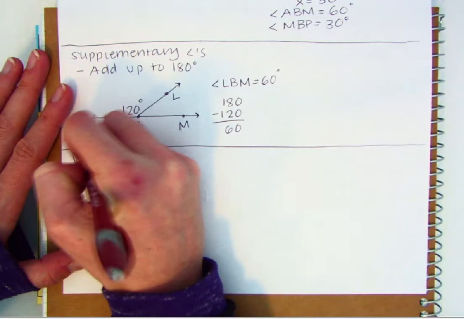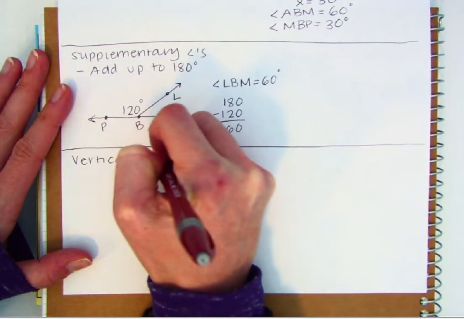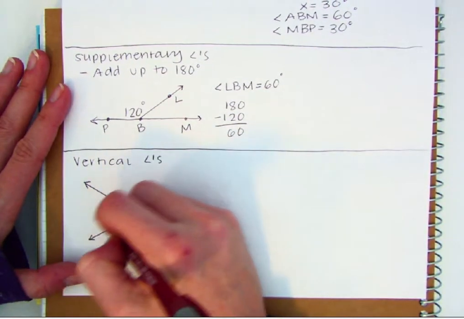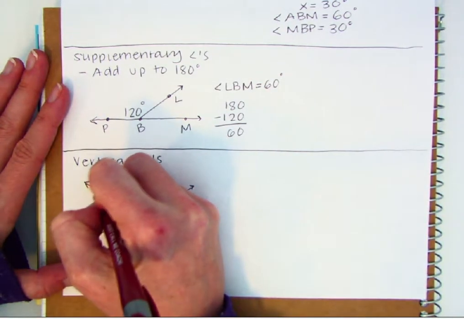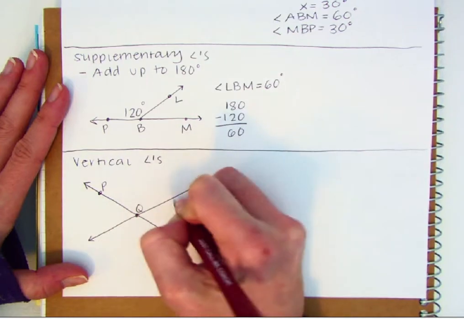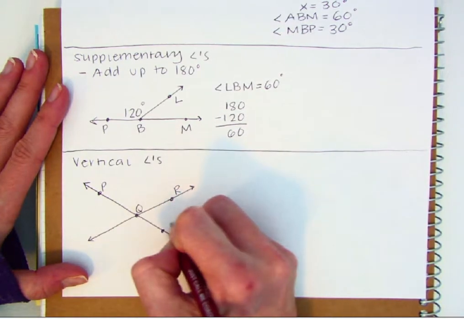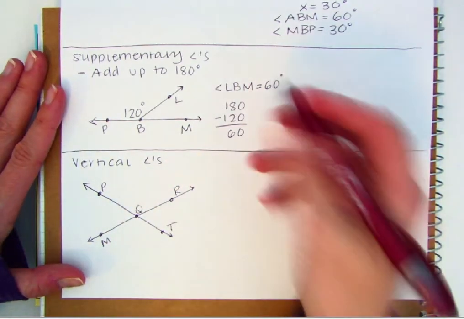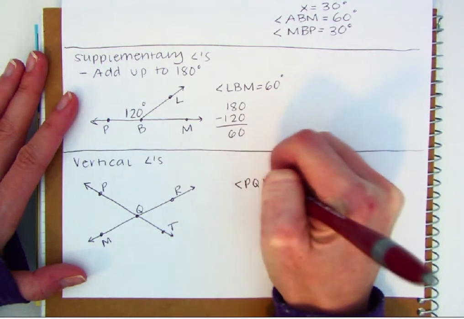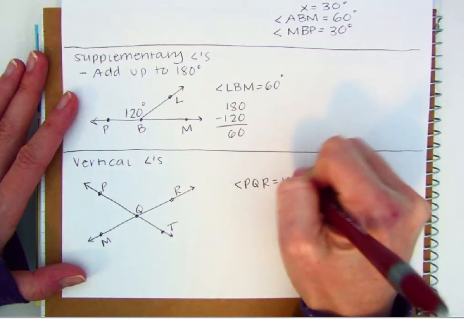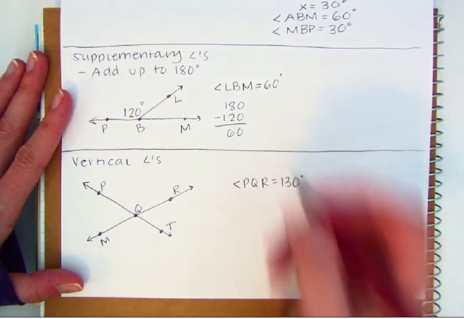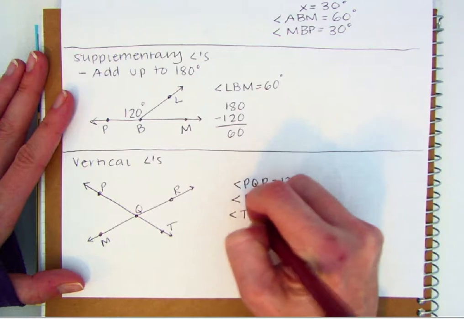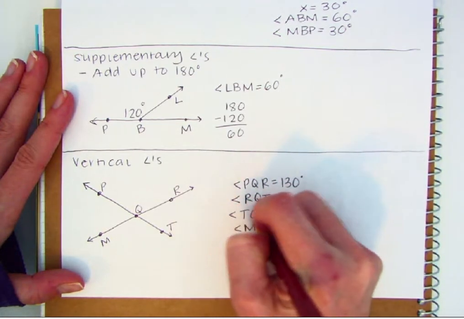The last thing that we learned about that last day that we were in school were vertical angles, okay? And we learned that if we had a set of angles that looked something like this, okay, and I could call this P, Q, R, and then RQT, and then TQM, and then MQP, okay? And they might tell me that angle PQR is equal to 130 degrees and ask me to find the rest of the angles. Okay, so then I have angle RQT, angle TQM, and angle MQP.